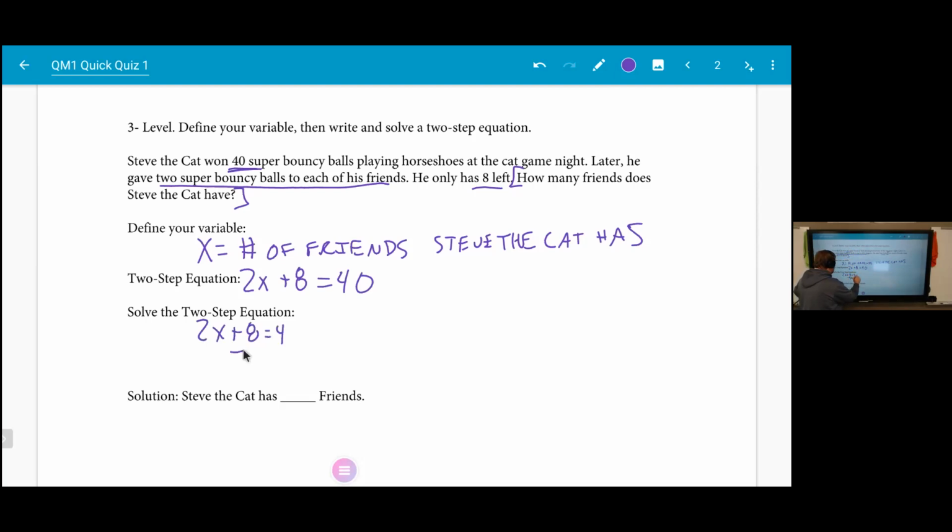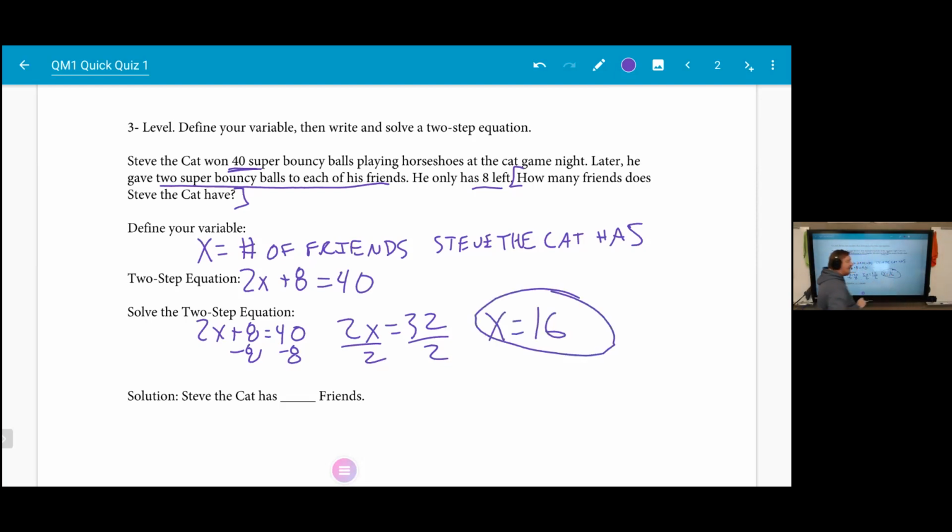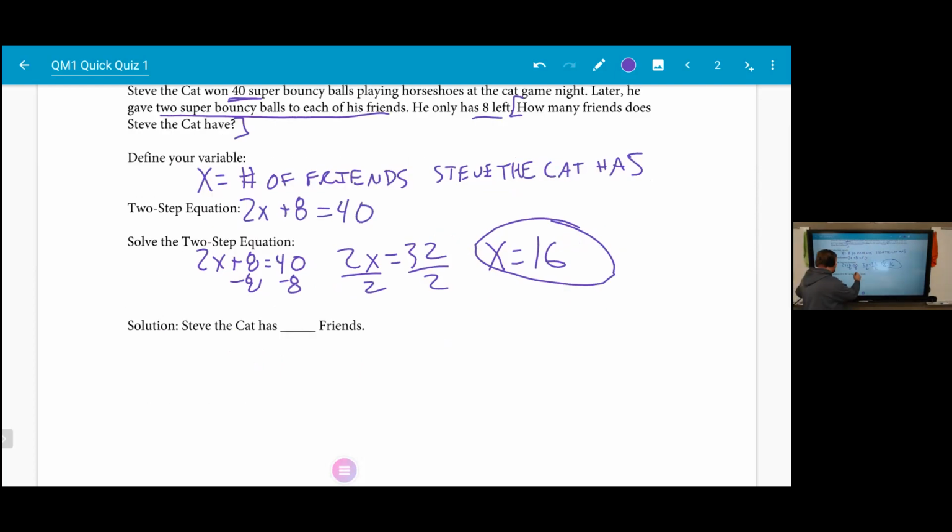So 2x plus 8 equals 40. Subtract 8. 2x equals 32. Divide both sides by 2. And x equals 16. 16 what? 16 friends Steve the cat has. There we go.